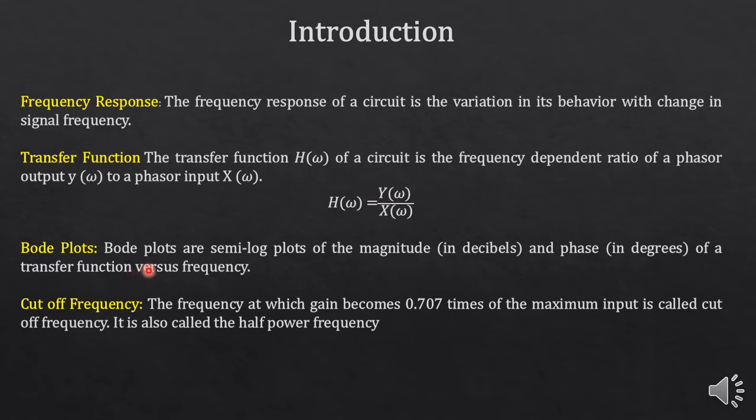Bode plots. Bode plots are semi-log plots of the magnitude in dBs and phase in degrees of a transfer function versus frequency. Cutoff frequency. The frequency at which the gain becomes 0.707 times the maximum is called the cutoff frequency. It is also called the half power frequency as the power of the circuit is half at this frequency.